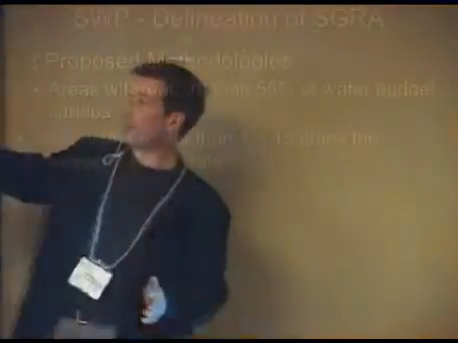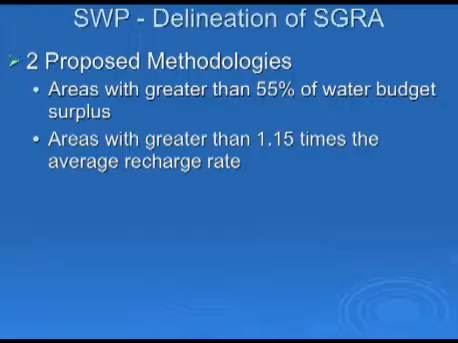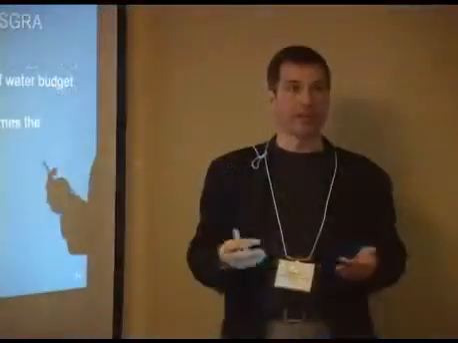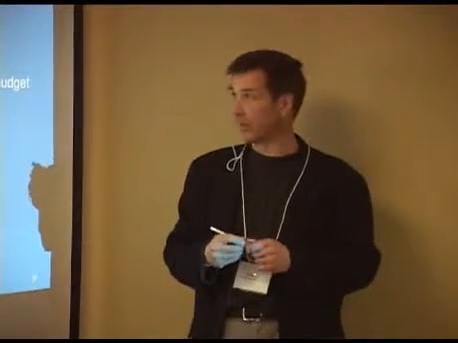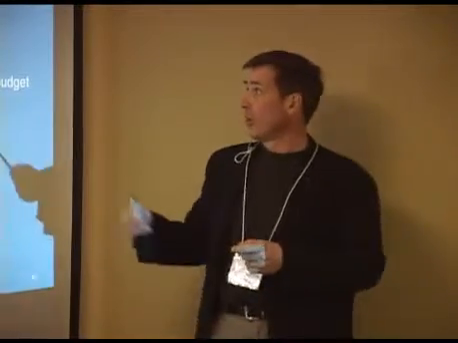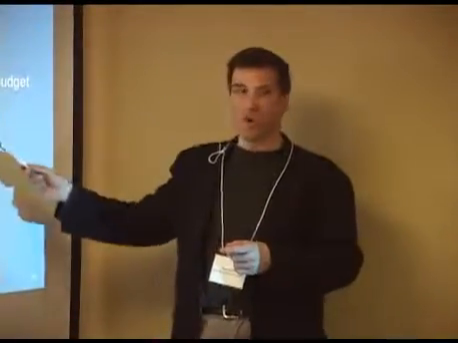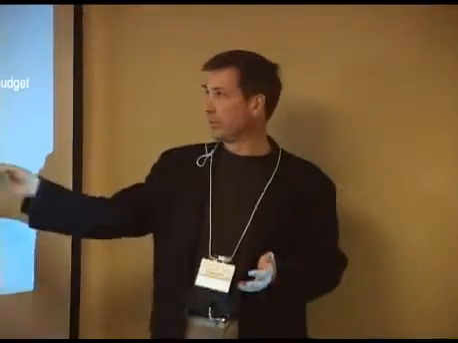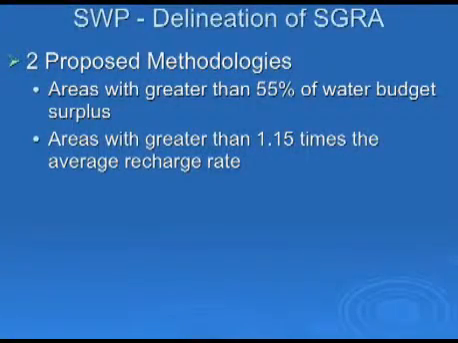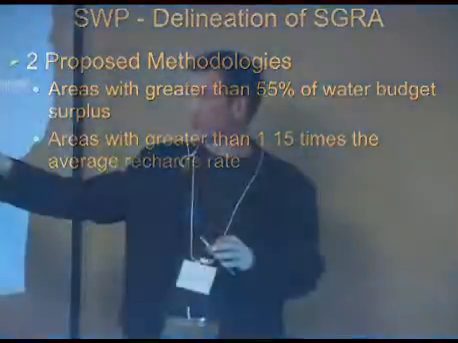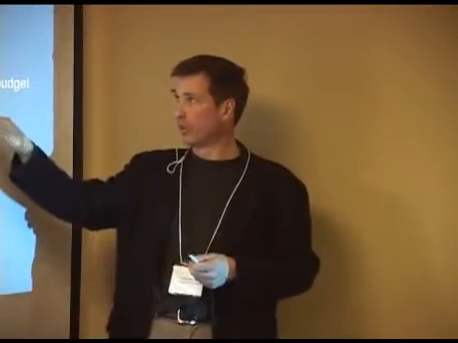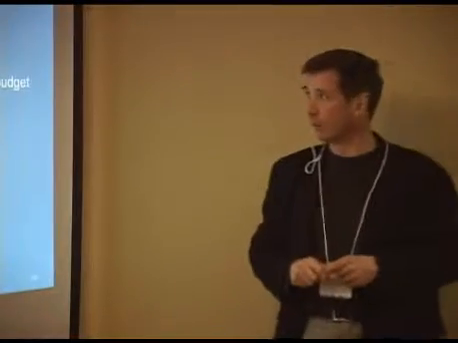Throw me out. So there are two methodologies. You can look at areas where you have 55% of your water surplus. Anything greater than that is going to be identified as a significant groundwater recharge area. Or where you've got more homogeneous superficial soils, you could try to tease out areas that might have slightly higher recharge by looking at 1.15 times the average recharge rate in your watershed or sub-watershed. And again, scale comes into play here. How big of an area do you look at when you're looking at these kinds of numbers?